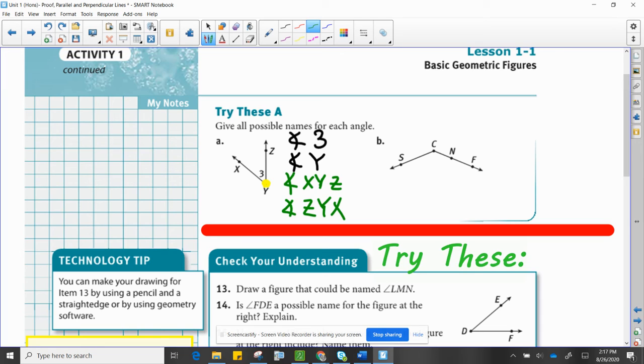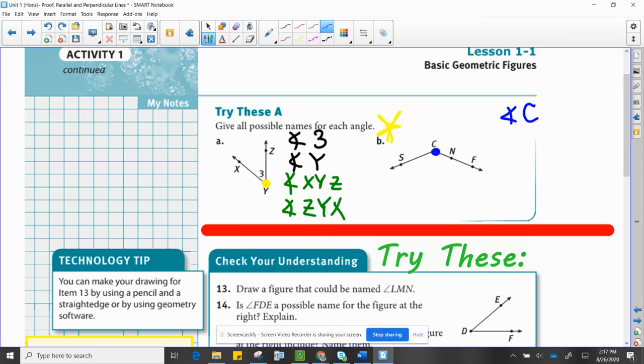Okay. So why don't you guys try B then? Try this one on your own. Give me all possible ways to name that angle. Take a pause here and try that. Okay, there's no number on this angle, so I can't use that, but I can use that vertex. I can call it angle C.